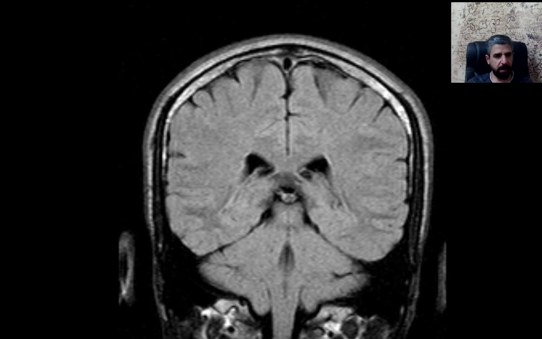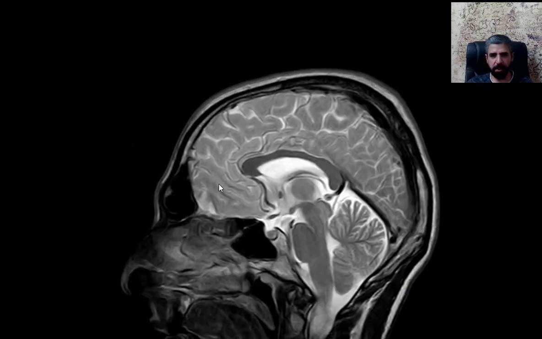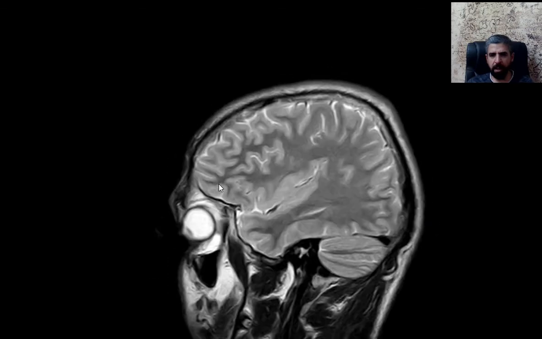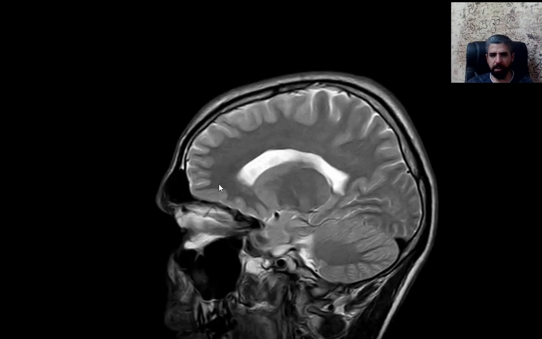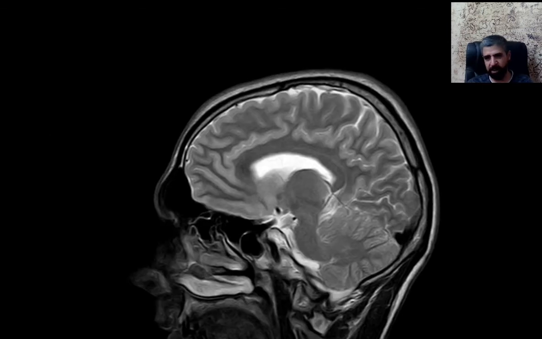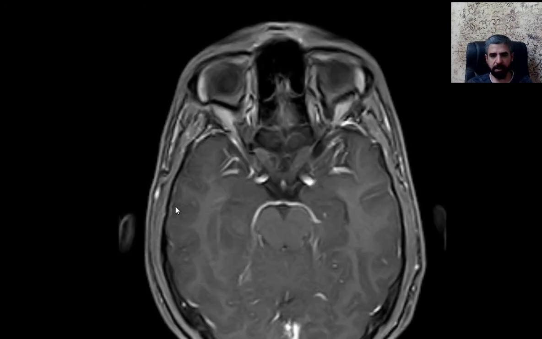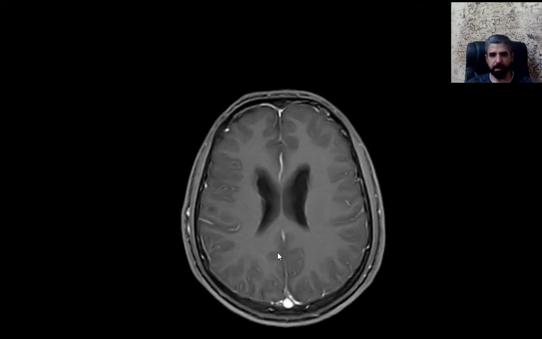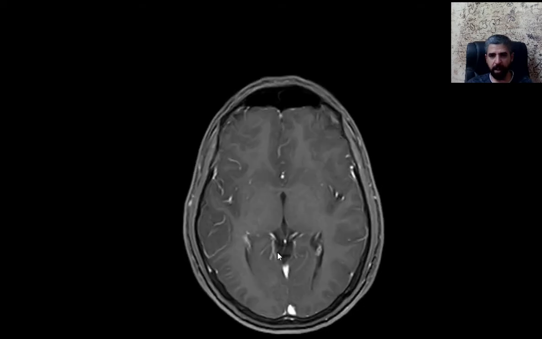Let's see this. We have also the sagittal T2 weighted images, and we see that there is nothing remarkable on the sagittal images. Of course there is something, but I will not tell you now. Let's see the post-contrast T1 weighted axial images, and I'm trying to show you the abnormality.